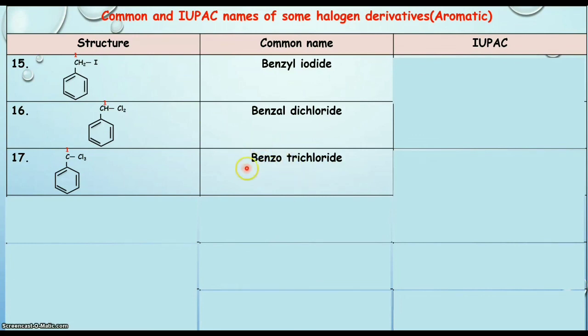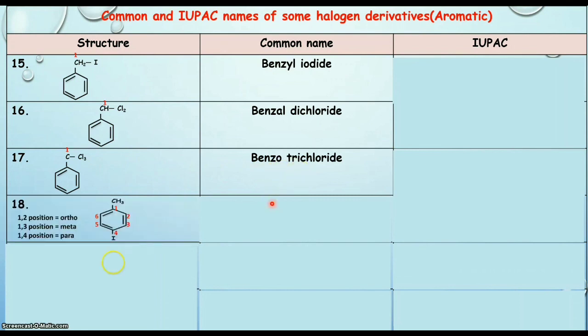Again, what is this benzo? When the benzene ring is bonded to only carbon, this is a trivalent compound. This benzo group is bonded to 3 chlorine atoms, therefore its name is benzotrichloride.